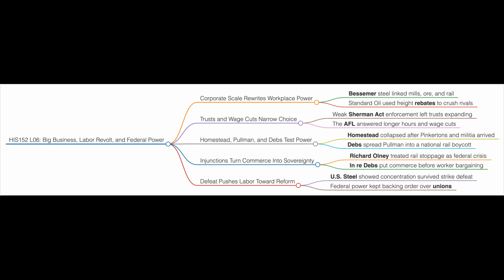Their language was chosen for speed and force. Terms such as obstructing the mails and interfering with interstate commerce turned a wage dispute in a company town into a national emergency on paper before it was crushed on the ground. That wording gave Attorney General Richard Olney and the rail managers a usable legal bridge from broken schedules to federal coercion. The pressure inside those filings came from what they excluded.